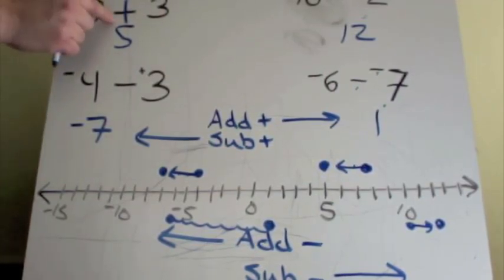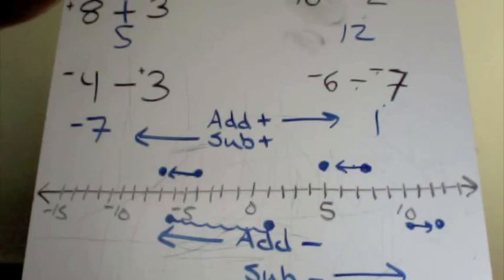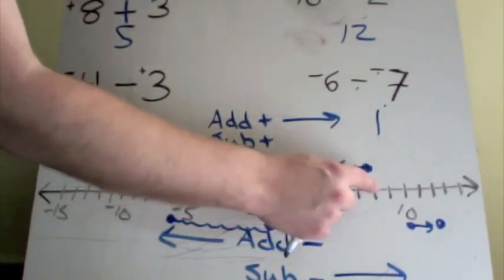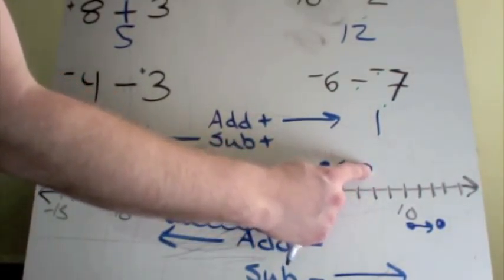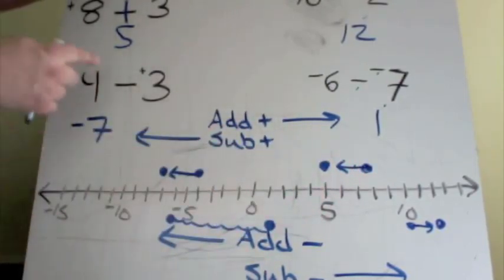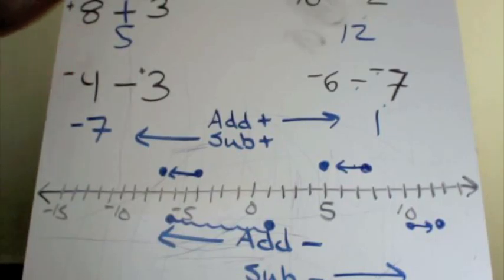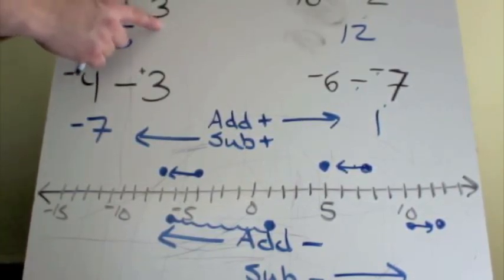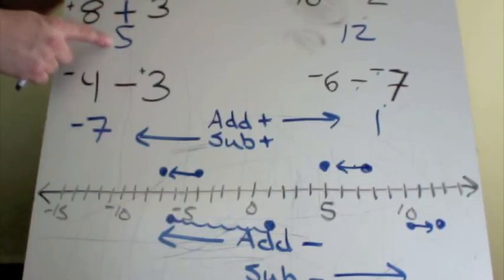Because what is 8 plus negative 3? Well, we go to 8, 8 right here. We're going to add a negative. When we add a negative, we go this way. So we go 1, 2, 3. So we're at 5. Okay. Another way of thinking of that is I have $8 in my pocket. I owe 3. I got 5 left.